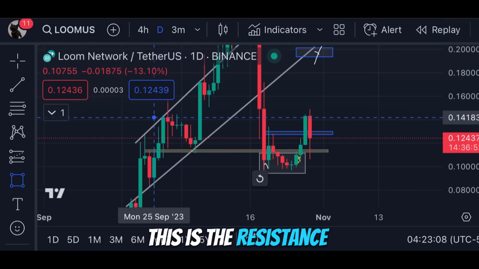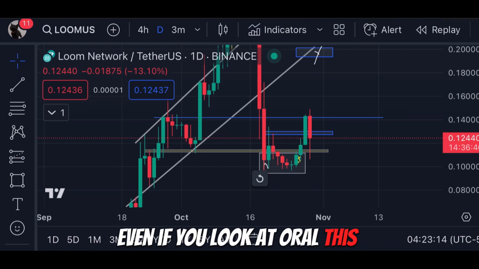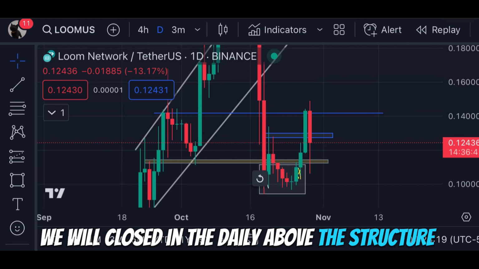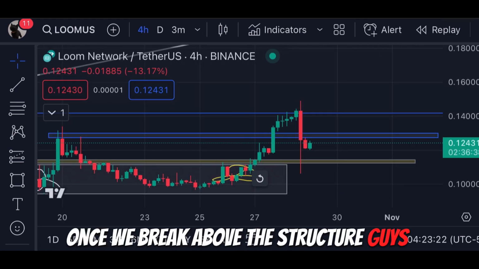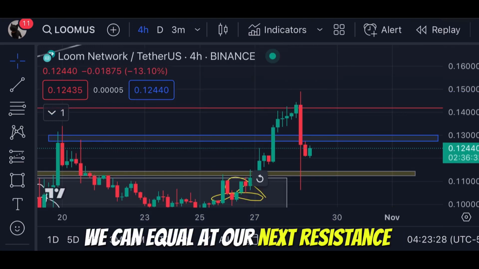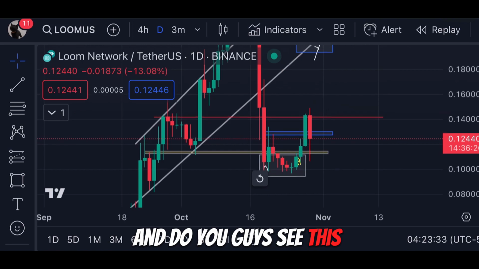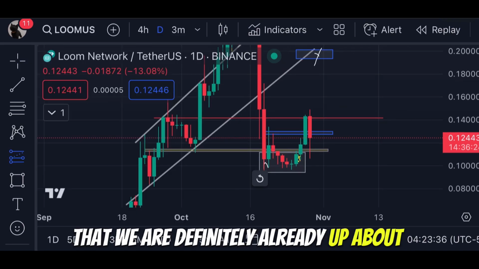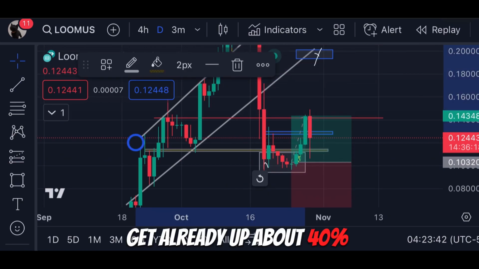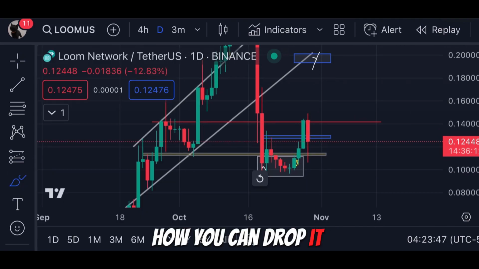If we focus overall, guys, this is the resistance. This can be an argument because of this resistance. Even if you look at overall, if we take this body structure, we even closed on the daily above the structure. Once we break above the structure, this is the next resistance. But with this type of selling pressure and this good volume coming in, do you guys see that we are already up about 40%? If we are already up about 40%, how can you drop exactly at this resistance?